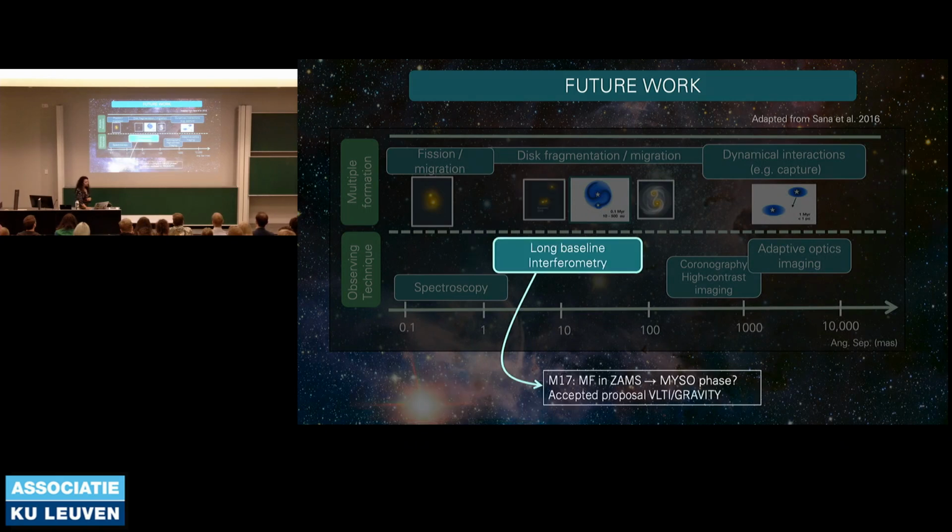And last, again with interferometry, I have an accepted proposal with GRAVITY again to look at M17, but now at the MYSO stars. They were initially in the first proposal, but they had some issues with GRAVITY and they couldn't observe them. So we also have this ongoing proposal, and it would be great to see if the results in M17 extend to the MYSO phase as well.